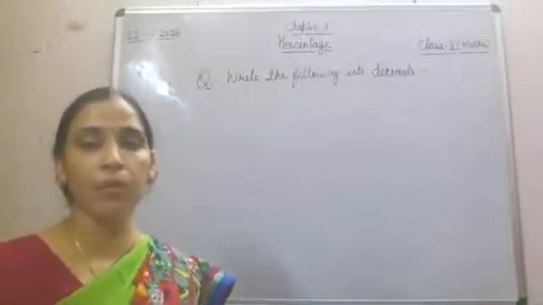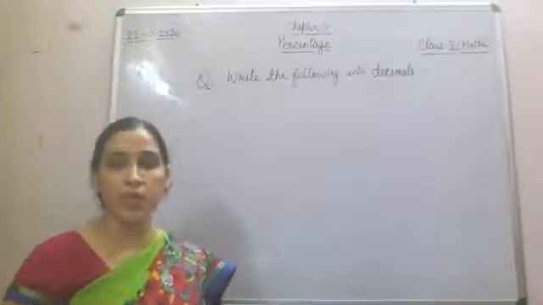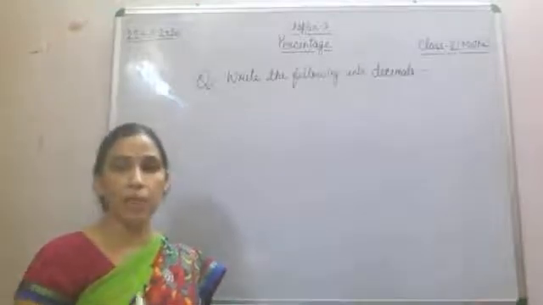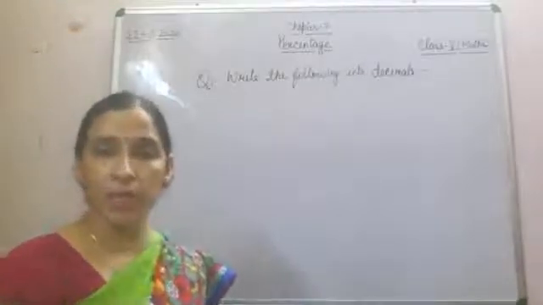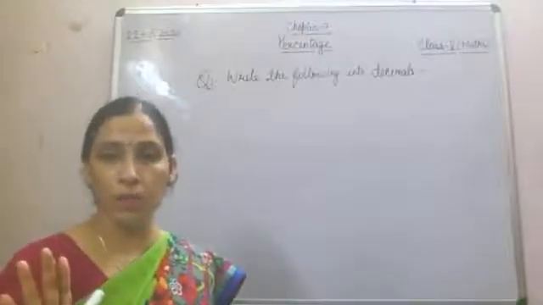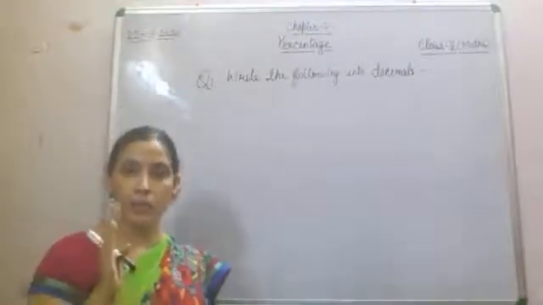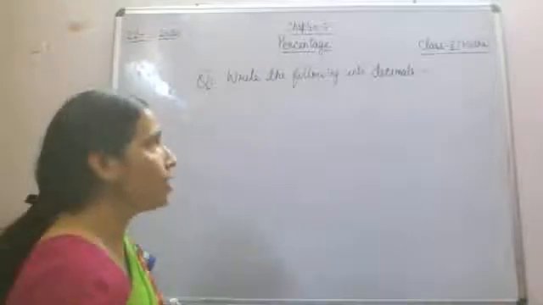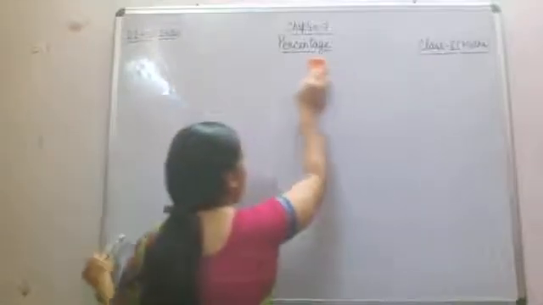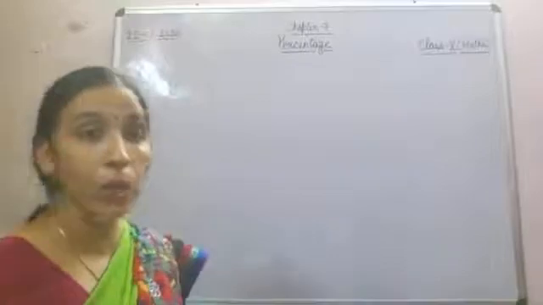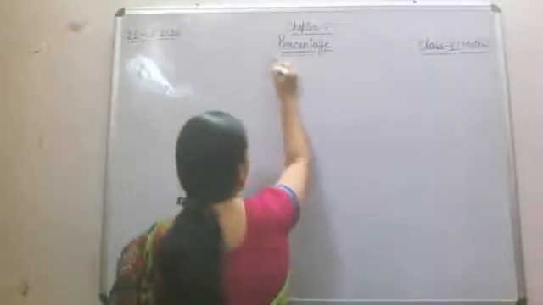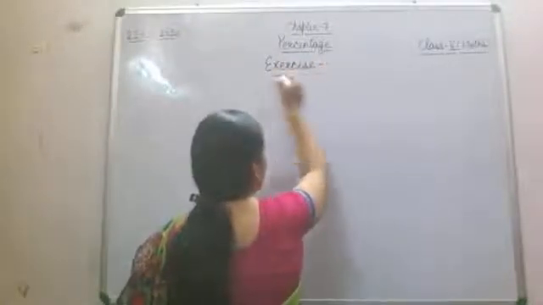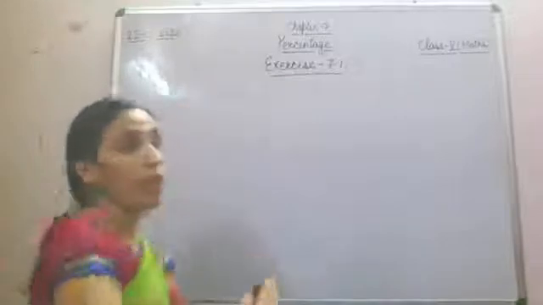Now in exercise 7.1, you will find that you have been given a grid, and in that grid some part is shaded and some part is unshaded. We will write it out and find the percentage of shaded part and unshaded part. So let's start exercise 7.1 and understand how we find the percentage of shaded and unshaded part.